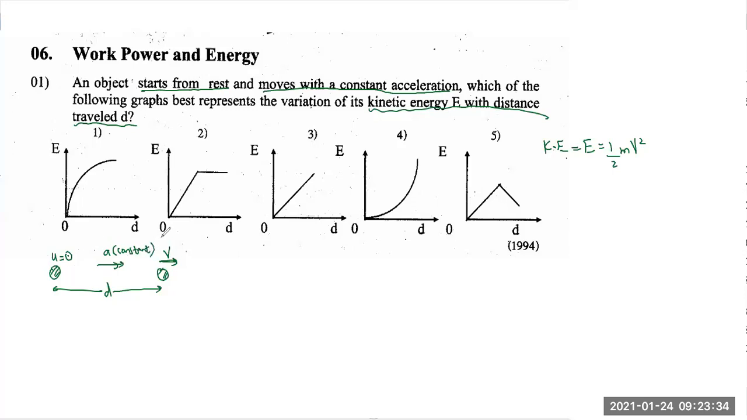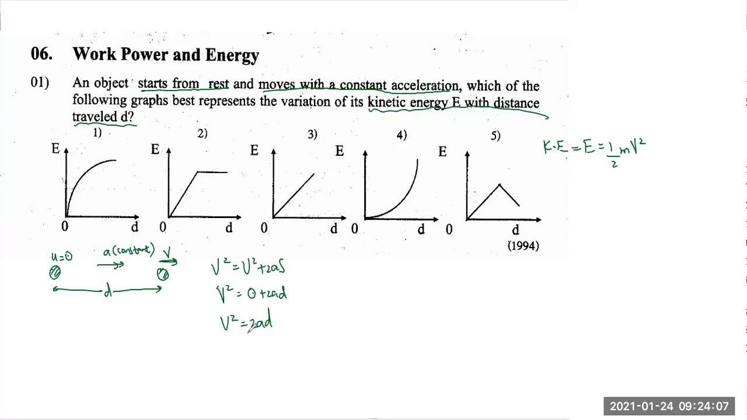You know the initial velocity, you know the final velocity, you know the acceleration, and you need a relationship for distance. Therefore, you can directly use this equation: v squared equals u squared plus 2as. Let's go ahead with that. v squared equals 0 plus 2ad, where d is the distance. Therefore, we get the equation v squared equals 2ad.